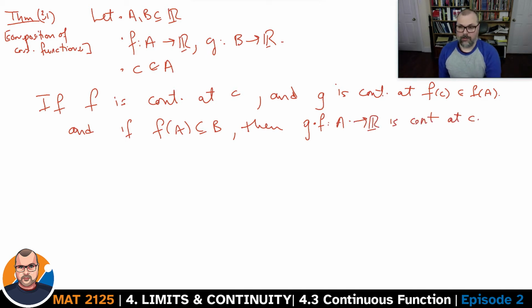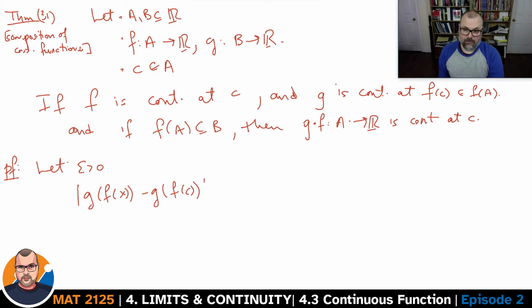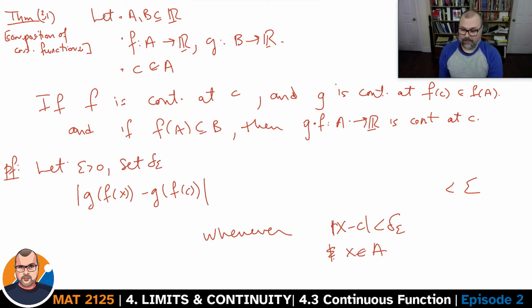Proof is actually fairly straightforward. Pick some epsilon greater than 0. We need to show that g f at x minus g f at c will eventually be smaller than epsilon whenever x minus c is smaller than delta epsilon and x is in A. So I give you an epsilon greater than 0, you will find a delta epsilon greater than 0 that satisfies this. This is what we want.